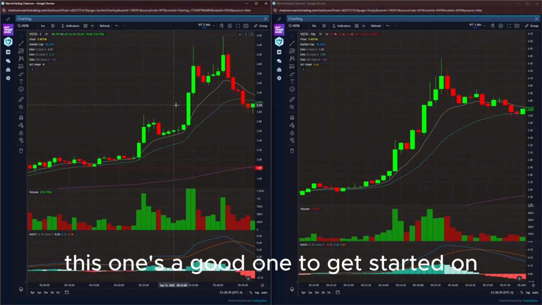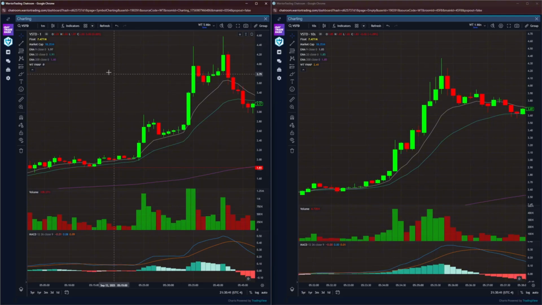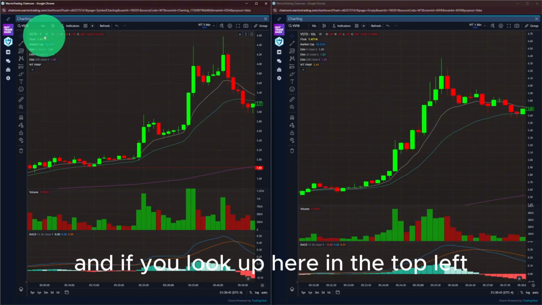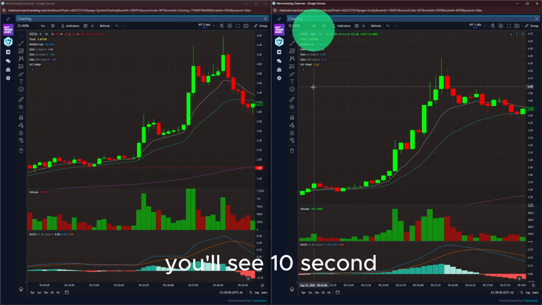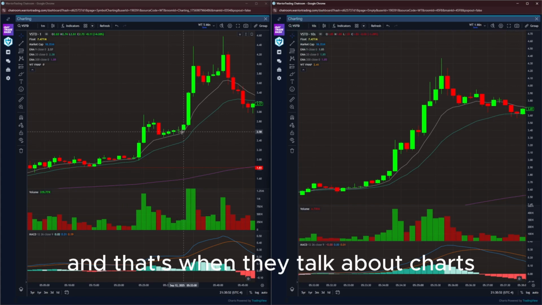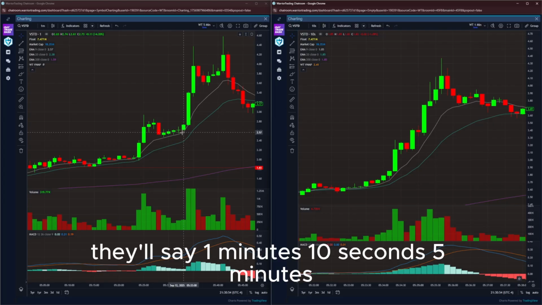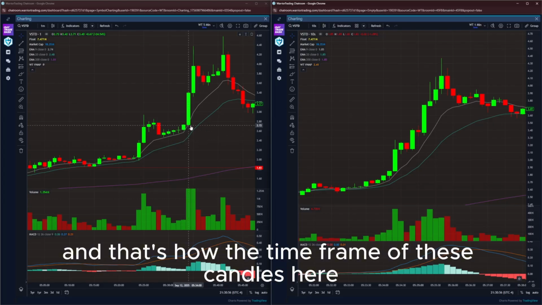This one's a good one to get started on. If you look up here in the top left, you'll see 1 minute, and on this side, you'll see 10 second. When they talk about charts, they'll say 1 minute, 10 seconds, 5 minutes, and that's the time frame of these candles here.